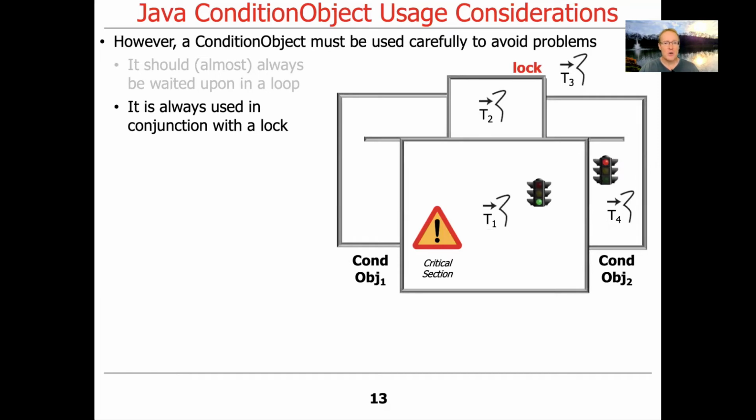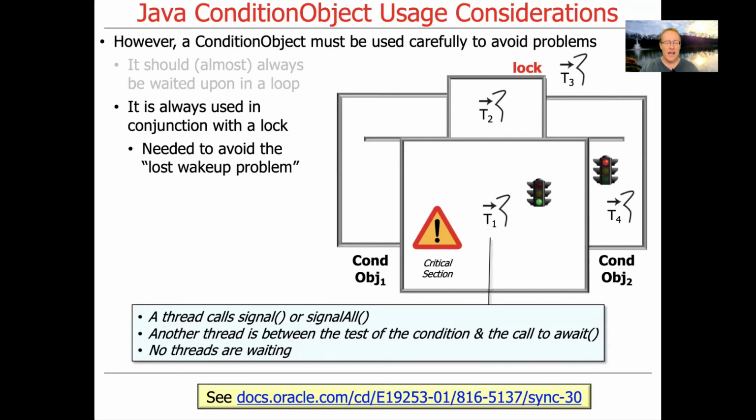Condition objects are always used with locks or with a lock. Condition objects can share a single lock. You can have multiple condition objects sharing the same lock, as we did with array blocking queue. And we need to do this in order to avoid something called the lost wake-up problem. And you can read more about the lost wake-up problem at the link below. But basically what that would entail would be that a thread calls signal or signalAll. Another thread occurs between the test of the condition and the call to await and steals the wake-up, and therefore no threads are waiting. And so as a result, the wake-up is lost.